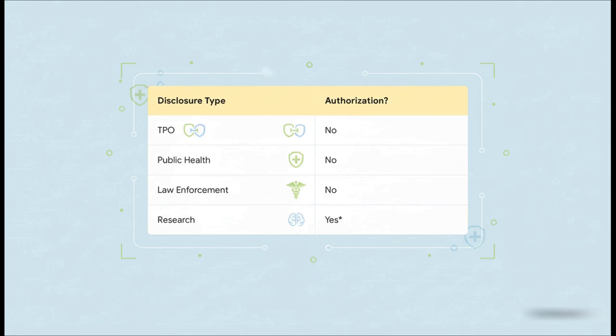As you can see, for TPO, treatment, payment, operations, you don't need patient authorization. Same goes for disclosures to public health authorities like the CDC or FDA, or to law enforcement if they have a court order. But look at research. For that, you almost always need a yes from the patient.